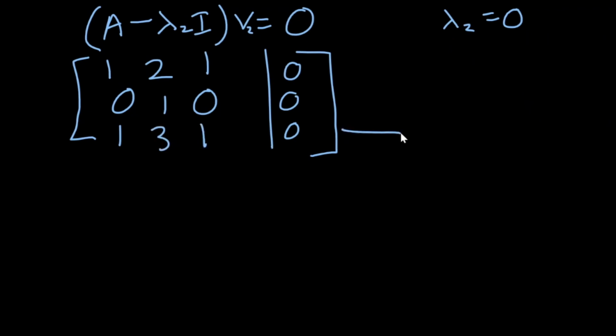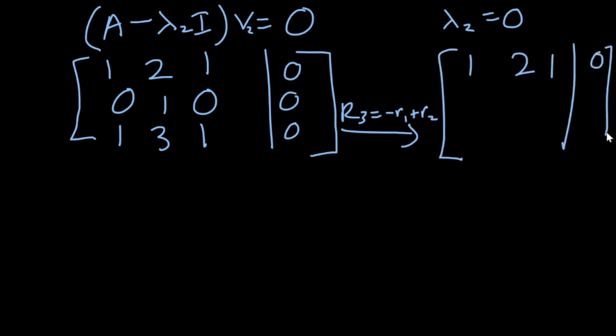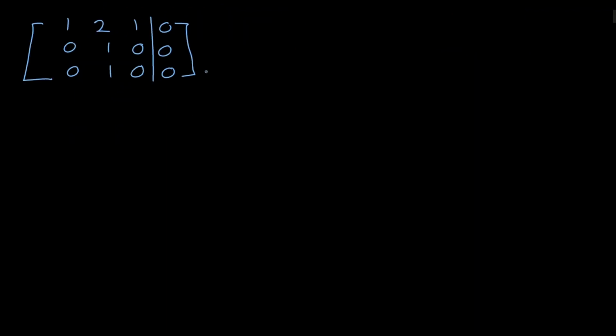Let's transform the third row. So the new row 3 would be negative row 1 plus row 2. This gives us 1, 2, 1. Row 2 stays the same. And the new row 3 will be 0. Negative 2 plus 3 is 1. Negative 1 plus 1 is 0. And 0. We would now simplify the third row.